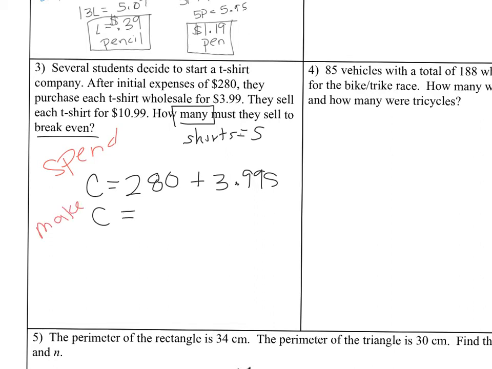So cost equals 10.99 times S, actually our variable is S. So then they're asking for break even. So you're going to want to use substitution and set this expression equal to that expression and solve for the number of shirts.